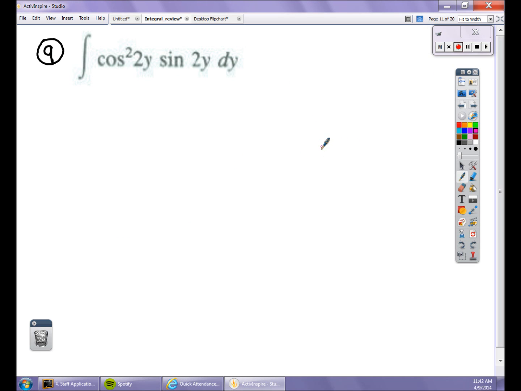Here's question 9. Your first hint if you need one. Be careful here taking the derivative of cosine 2y. The derivative of cosine is negative sine, so it's negative sine 2y. Then I have to multiply that by the chain rule. The derivative of 2y is 2. So you get -2 sine 2y dy.